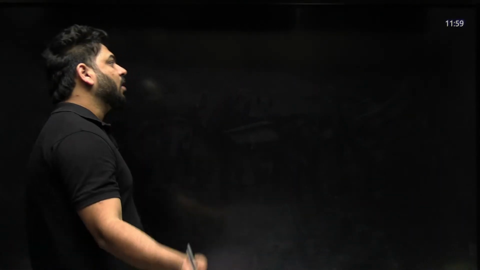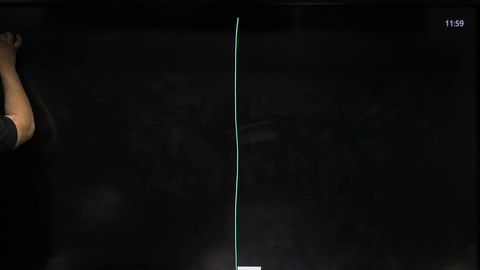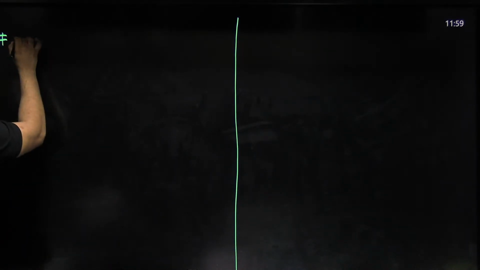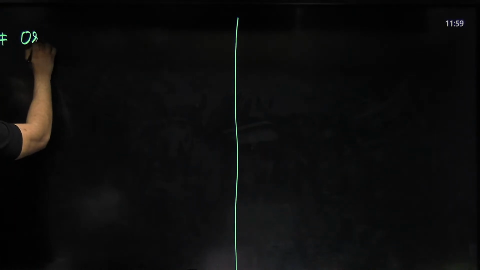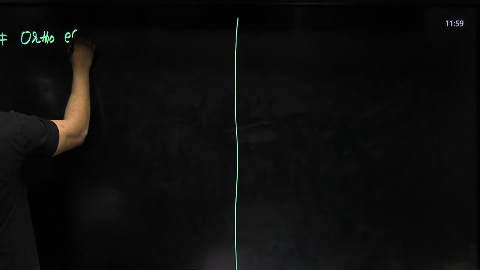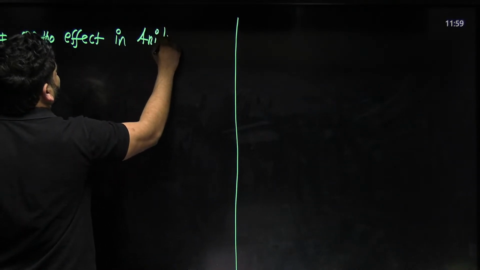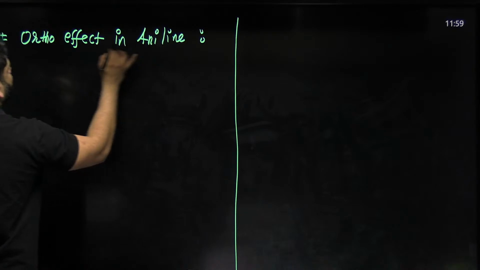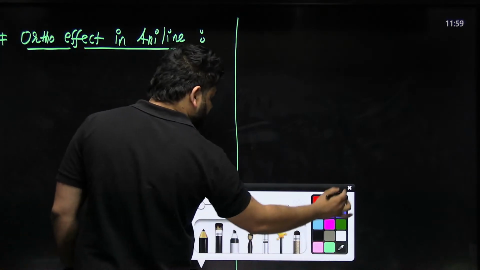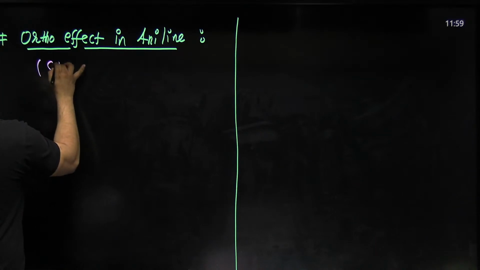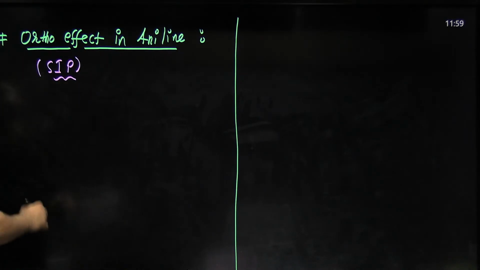So let me just give you another idea here, and we study this thing as SIP, or we call it ortho effect. Ortho effect in aniline. What is ortho effect in aniline? We also call this effect SIP effect, steric inhibition in protonation. How does this work? Let's see.